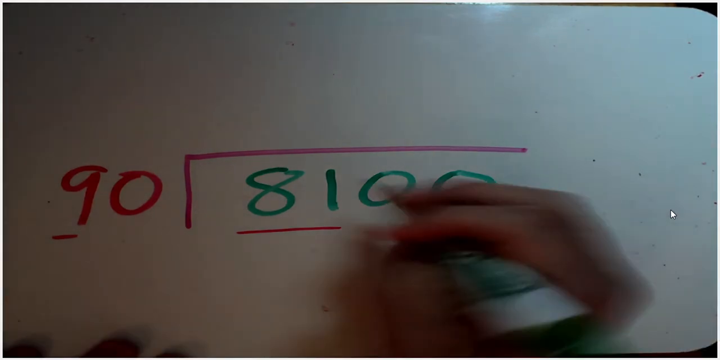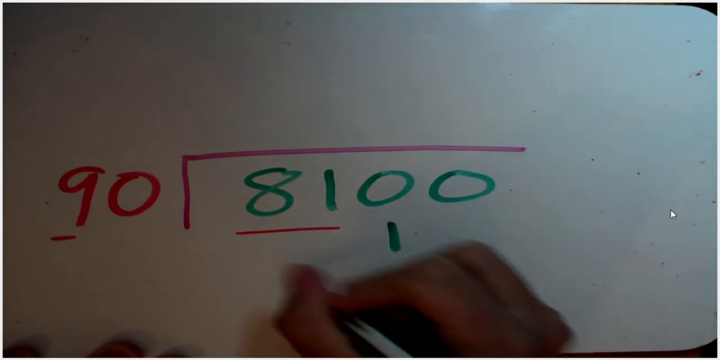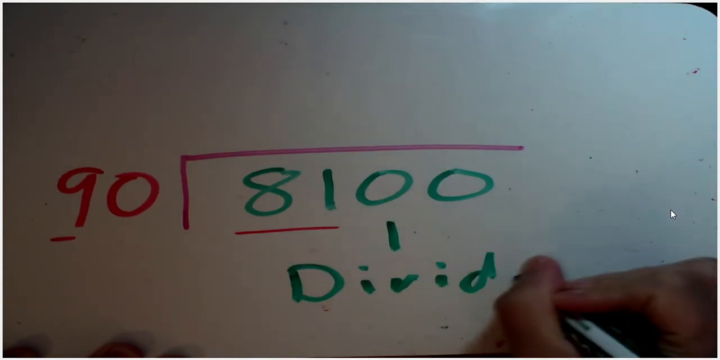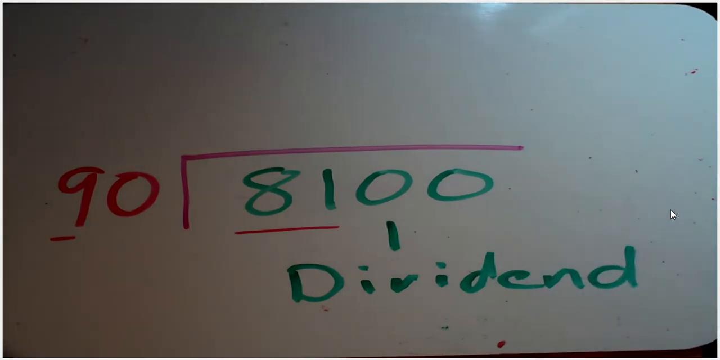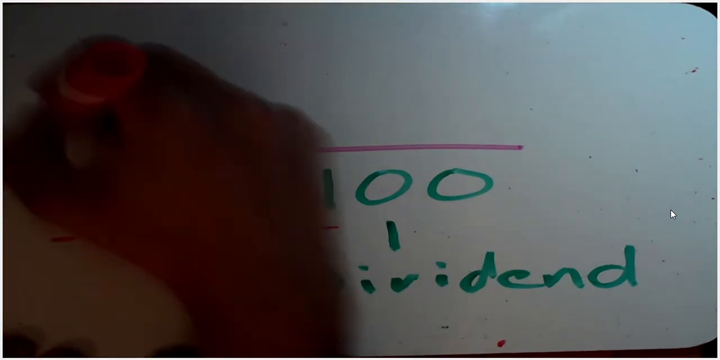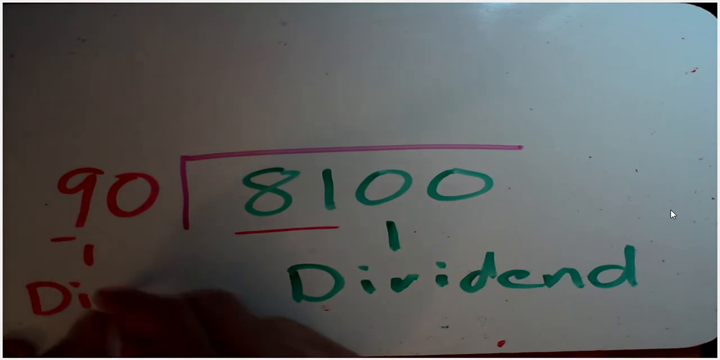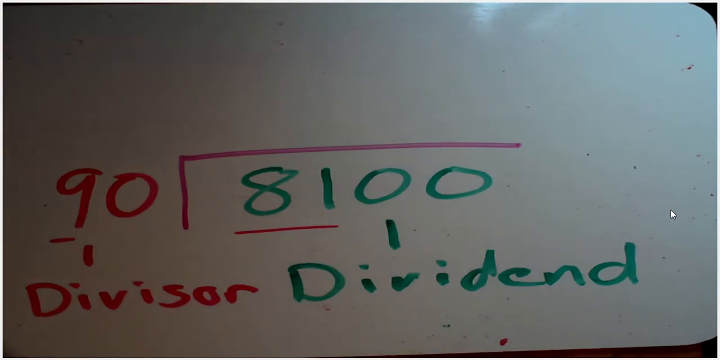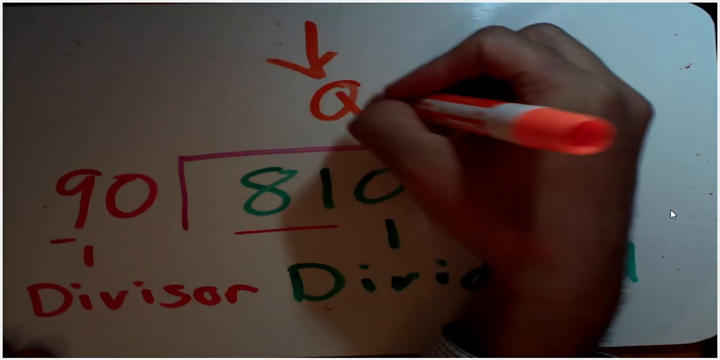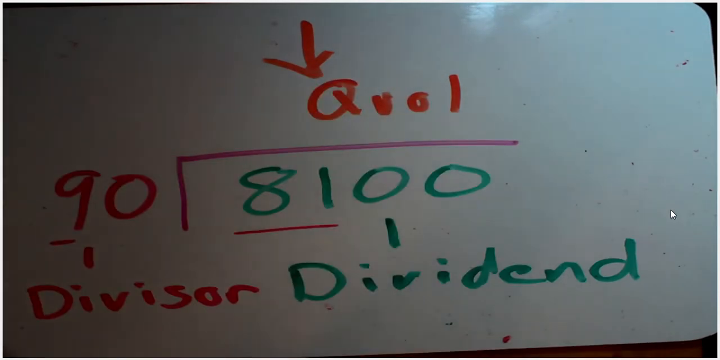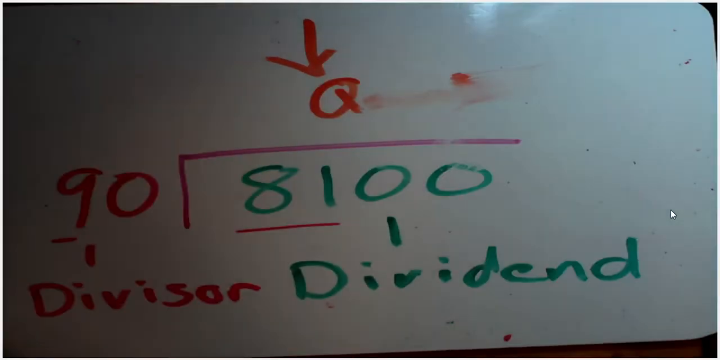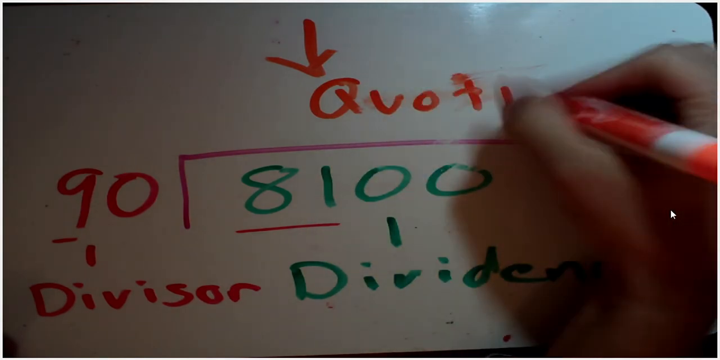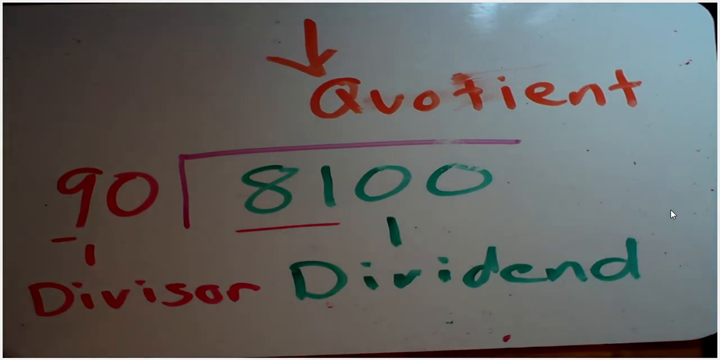So we call the big number inside the house of the division house the dividend. D-E-V-I-D-E-N-D. The number that we are dividing the dividend into equal groups is called the divisor. And the answer to our division problem that we'll find out will be called the quotient. To find our quotient, we really need to understand what the dividend and divisor mean.